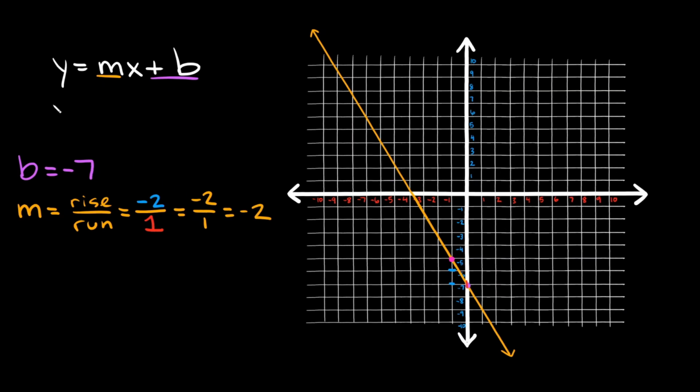So now let's just plug it into our equation. It's going to be y is equal to our slope, which again is -2, times x, and then plus or minus our b. So here it's going to be -7. So the equation of this line is y is equal to -2x minus 7.